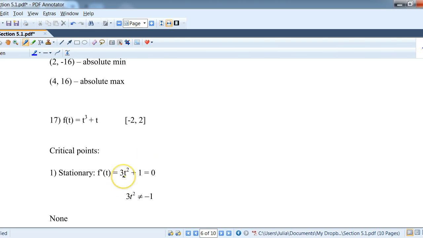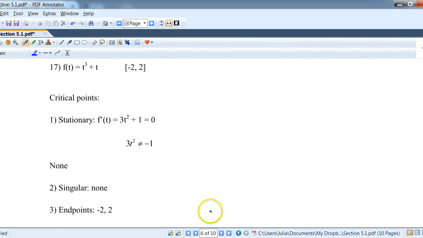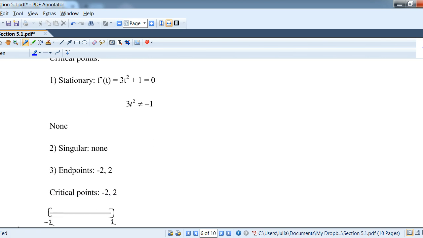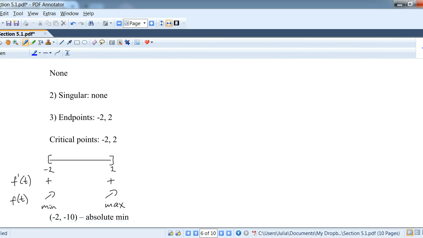But if you notice the derivative, 3t squared plus 1, it's actually never 0. I mean, you can move the 1 to the other side, and it's not possible to have a positive squared equal to negative 1, not with real numbers. So we may not have any stationary points. We also do not have any singular points because derivative is always defined, but we do have 2 endpoints. So sometimes you may only have endpoints. So you can still test them, and it looks like this, negative 2, 2.